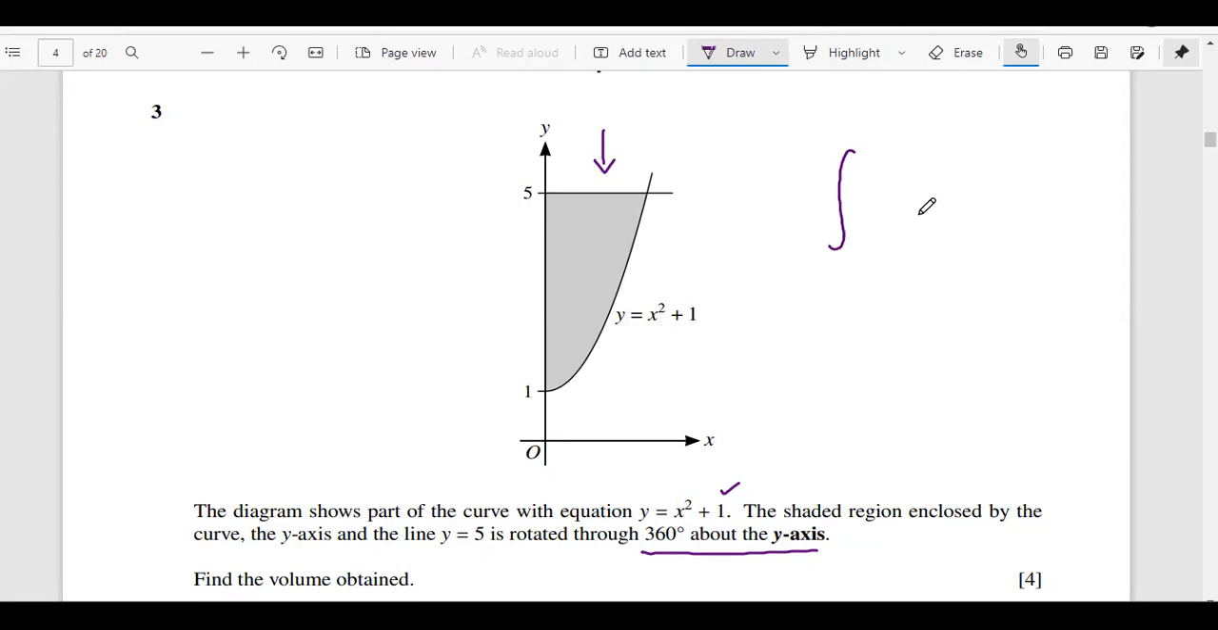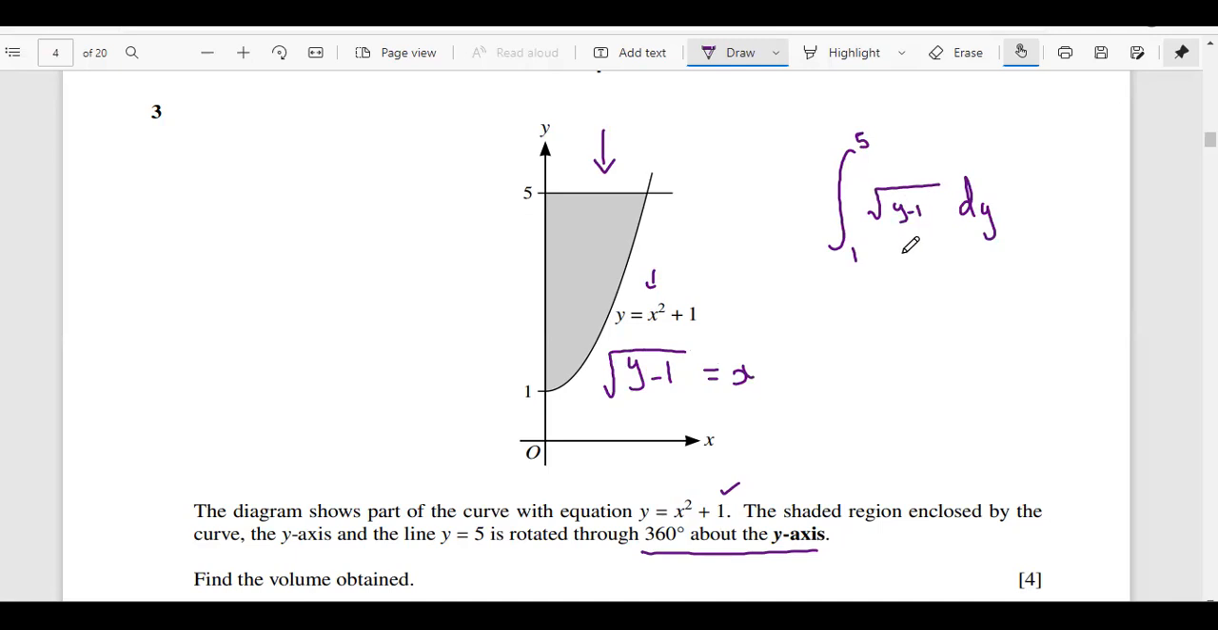Yes. Please tell me. Okay, very good. Excellent. X would be the subject and everything would be in terms of y, because we will have dy here and the limits would be from the y-axis. So when we make x the subject, it becomes the square root of y minus 1 equals x. So I can write it down this way, root of y minus 1.